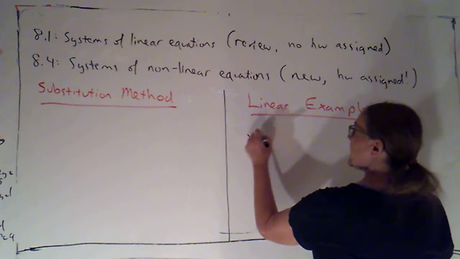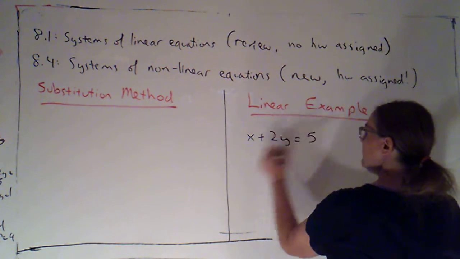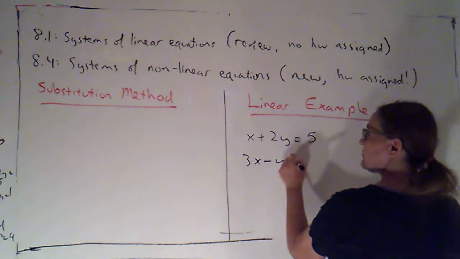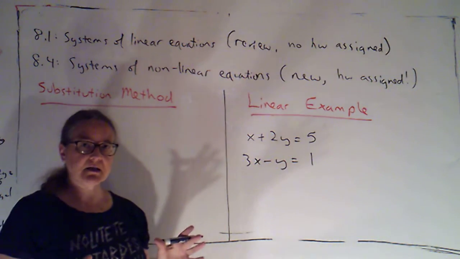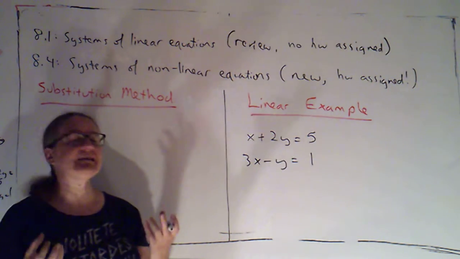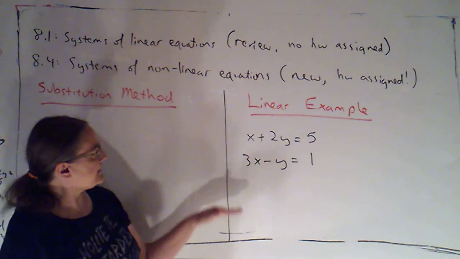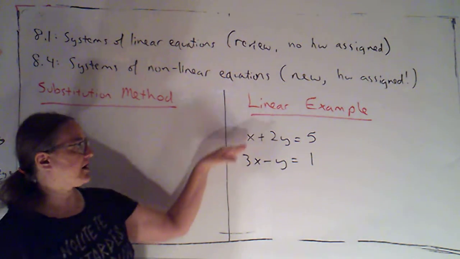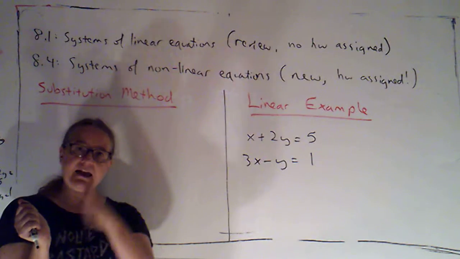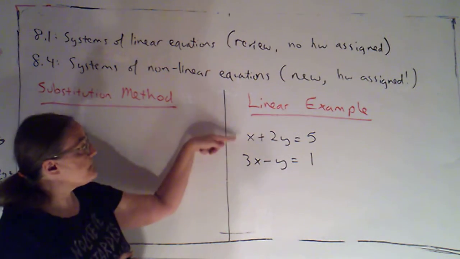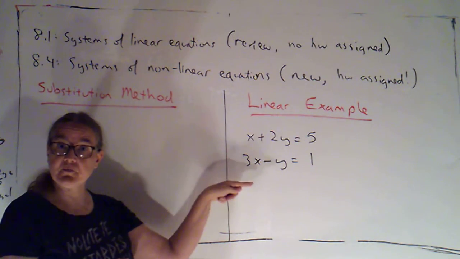So let's suppose I have x plus 2y equals 5 and 3x minus y equals 1. Now, just a reminder of what it means to be a solution to a system. This is a system of equations in two variables, x and y. So a solution would be an ordered pair, an x and a y value, that make both equations true.